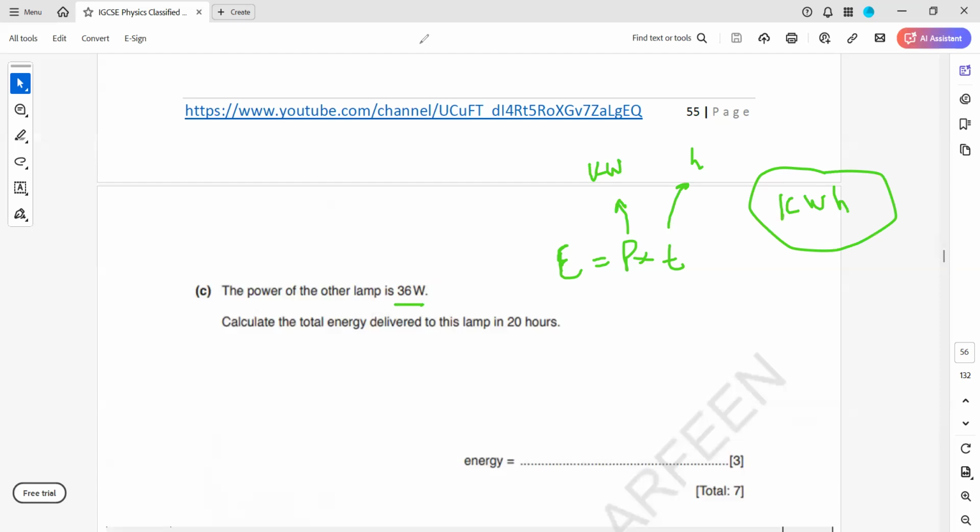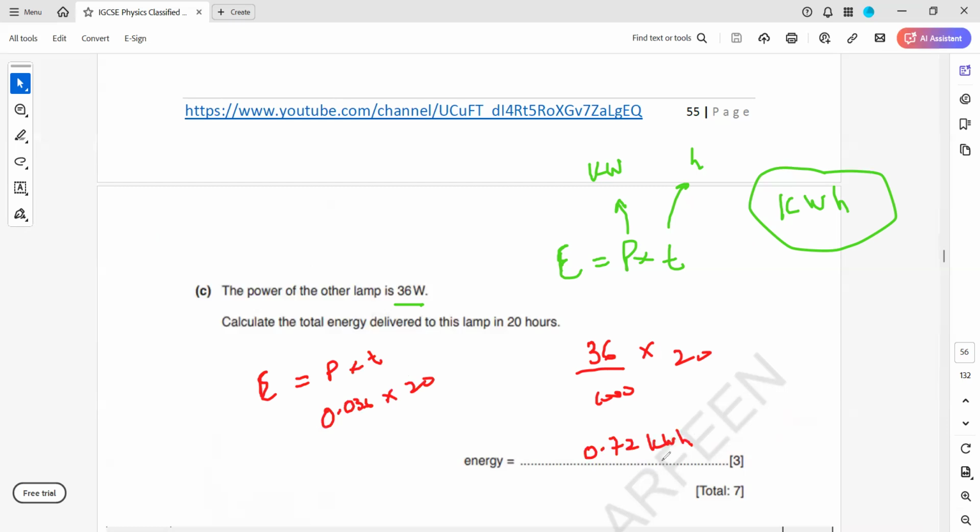36 watt, how much in kilowatt? 36 divided by 1000, so 0.036. No, divide. So 0.036. And the time is 20. What's the answer here? Multiply. Energy is power multiplied by time. The power is 0.036 and the time is 20. How much? So 0.72 kilowatt hour.